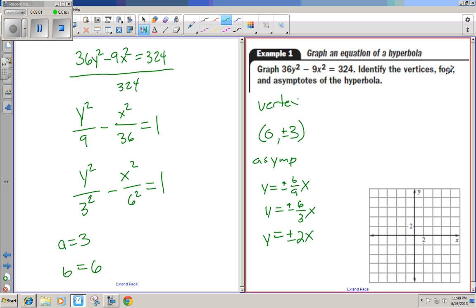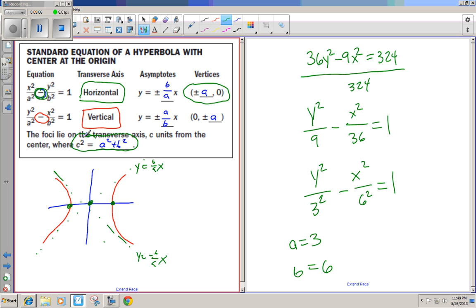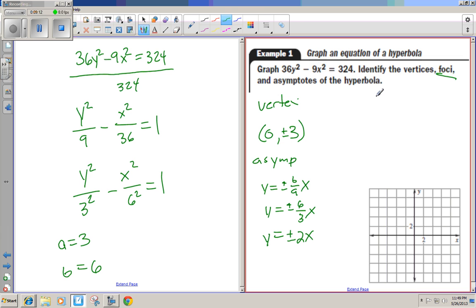The foci, you need to use this right here, the sum of a squared and b squared. So since a is 3, c squared is 3 squared plus 6 squared, that's 9 plus 36, that should be 45. So c is plus or minus the square root of 45, which is approximately plus or minus 6.7.